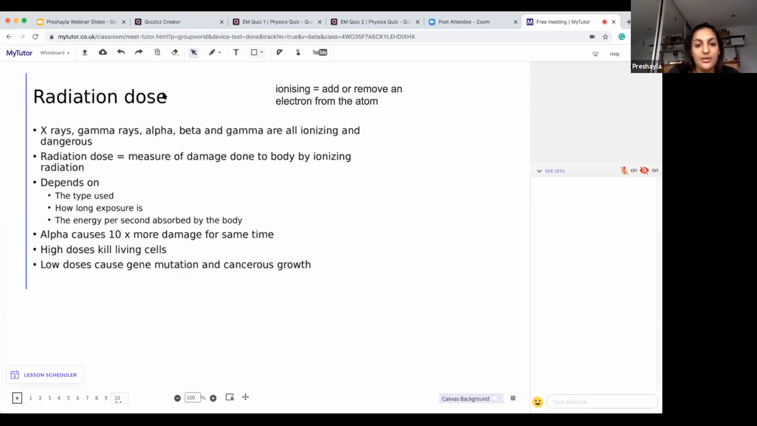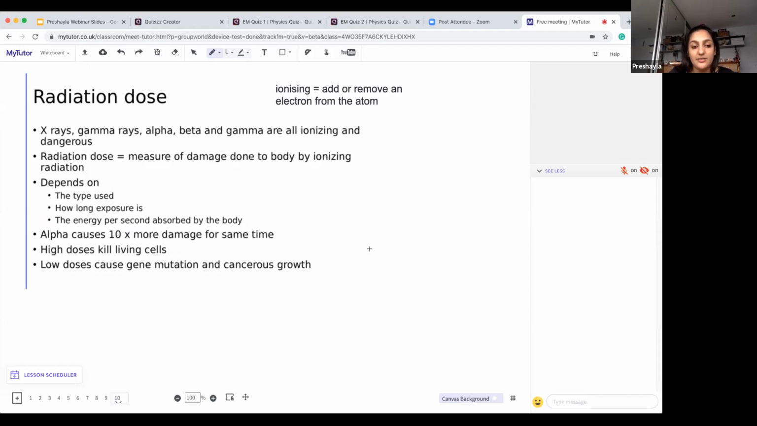Okay, so the radiation dose depends on how long the exposure is, what type of radiation is being used, so is it X-ray, gamma or UV, alpha, beta or gamma, and the energy per second that is absorbed by the body. Okay, so it depends on these three factors.